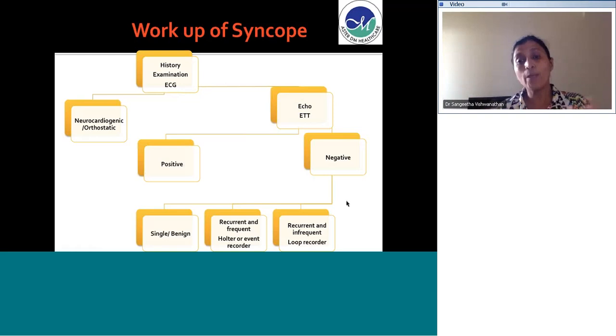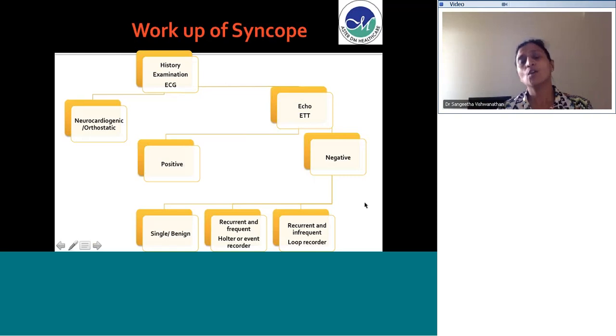48-hour Holter or a week-long Holter. Or you can use an event recorder. If it is something that happens very infrequently, only once in 6 months, etc., there are implantable loop recorders which you can implant subcutaneously, and these will record events as they happen. They can be read off when the patient comes to OP.